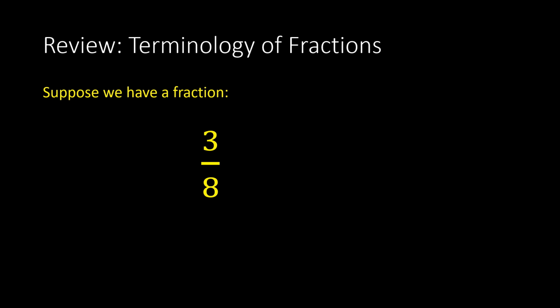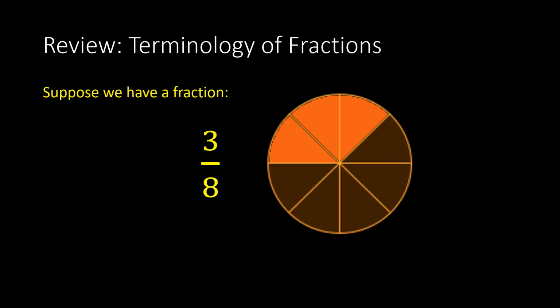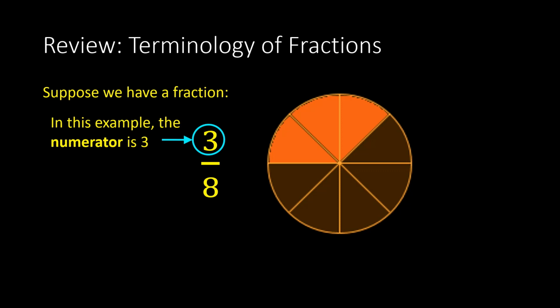Let's recall the terminology of fractions. We will look at what the numerator and denominator of a fraction are. If we have a fraction 3 out of 8, this fraction represents, for example, 3 pieces of a circular pie which is cut up into 8 pieces. The value on the top part of the fraction is known as the numerator, and the value on the bottom part of the fraction is known as the denominator. In this example, the numerator is 3 and the denominator is 8.